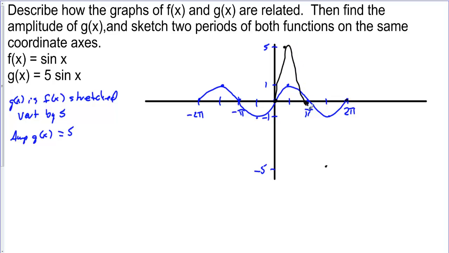Yikes. This should be a very smooth wave. Sometimes these tablets are hard to graph on. Maybe I'll slow down a little bit. So let's try to get some sort of decent wave here. Down to negative 5 and back to 0.